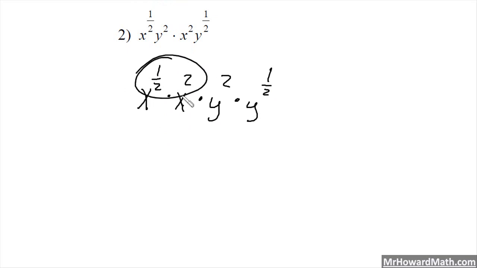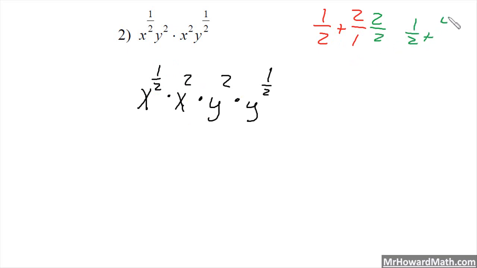For the x's, I'll do this work off to the side. I have 1/2 plus 2 over 1, or 2 here. So I'm adding these two exponents. I need a common denominator, so the common denominator has to be 2. I need to multiply the 2 over 1 by 2 over 2. So altogether I get 1 over 2 plus 4 over 2. This becomes 4 over 2. So 1 over 2 plus 4 over 2 is 5 over 2. So I have x to the 5 over 2 power.